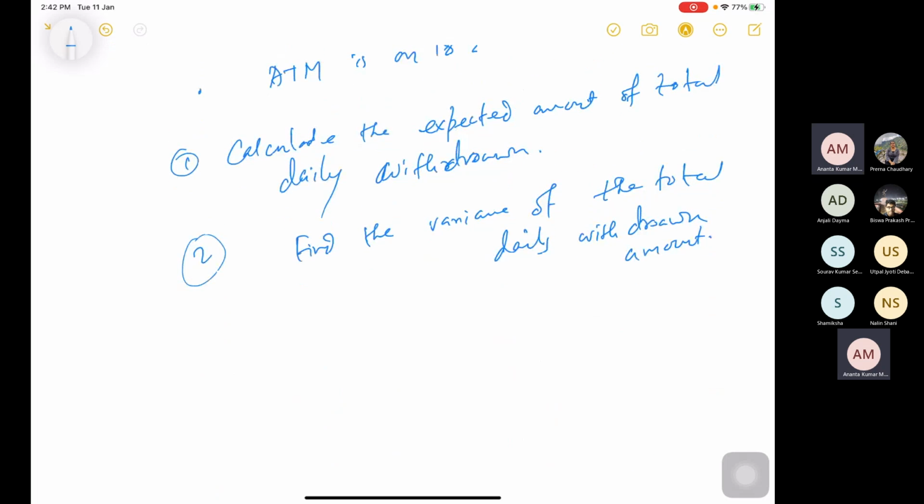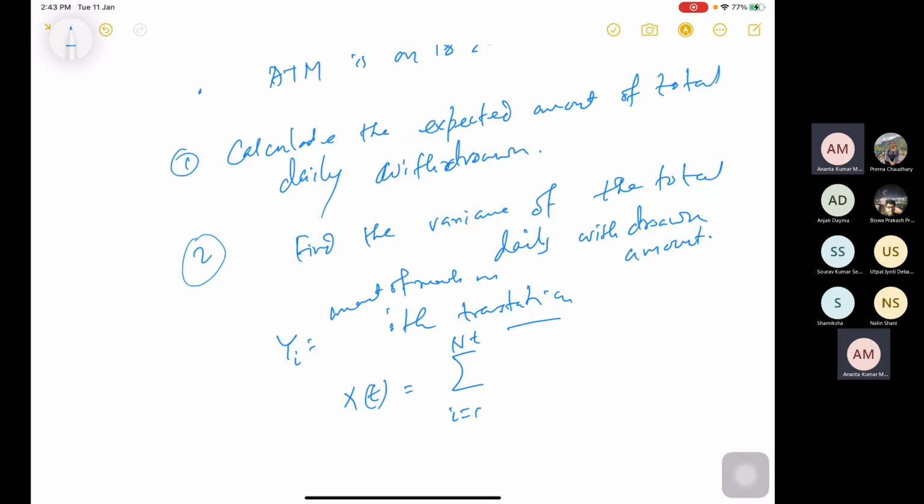Now if you denote Yi, the amount of money withdrawn on the ith transaction, assuming there are no failed transactions. In real life this is most often not the case, because if there is some problem in your ATM machine you may have failed transactions, but here we assume there are none. Then X(t) is the sum from i equal to 1 to N(t) of Yi. This is the total amount of money withdrawn up to time t from the ATM.